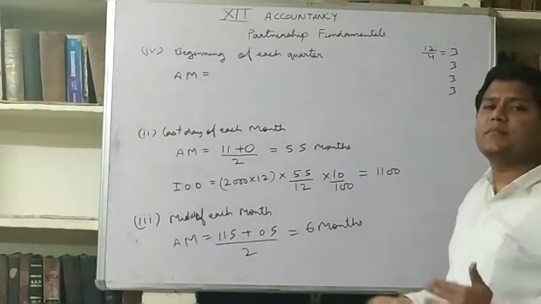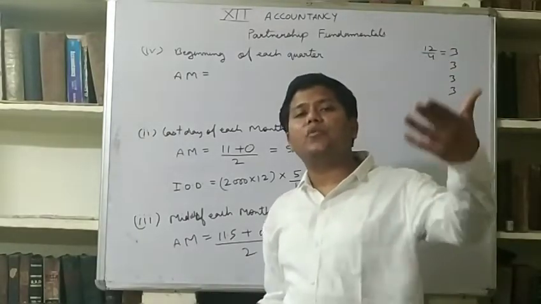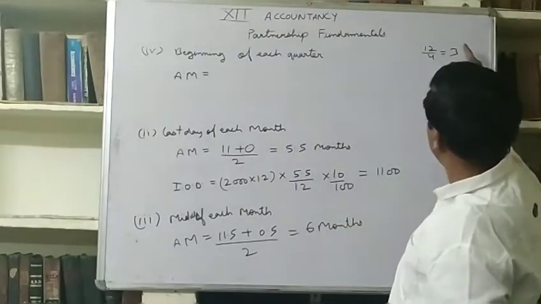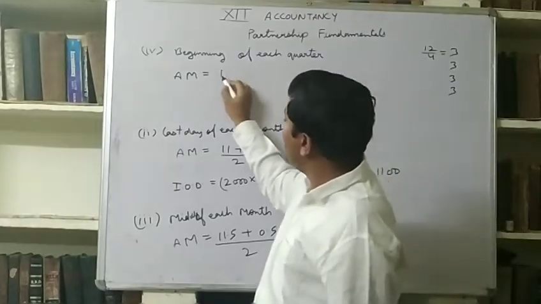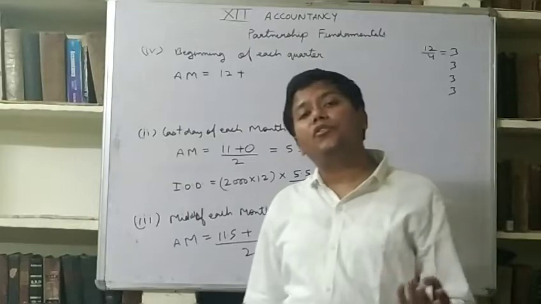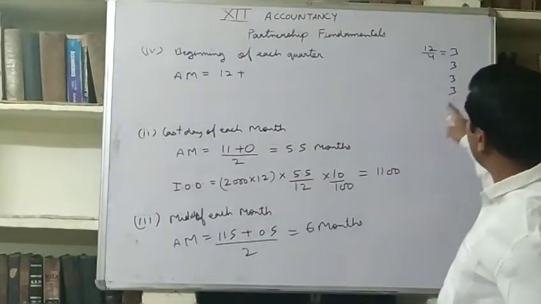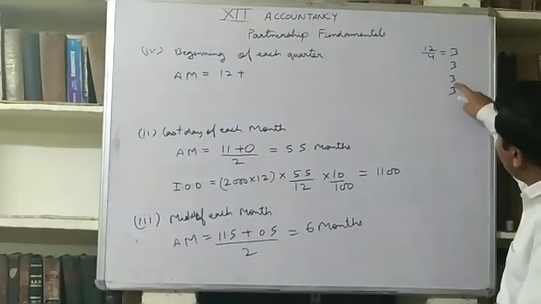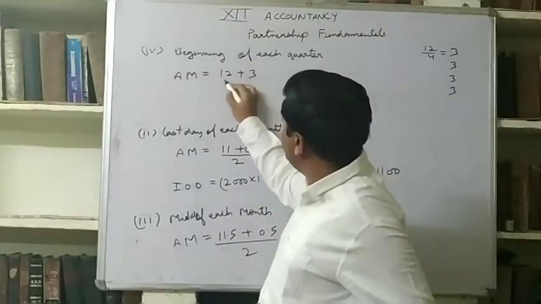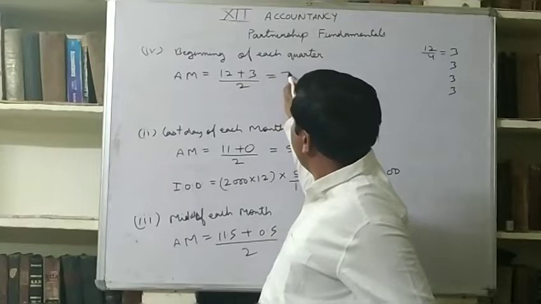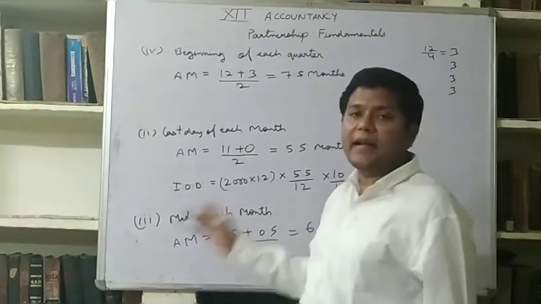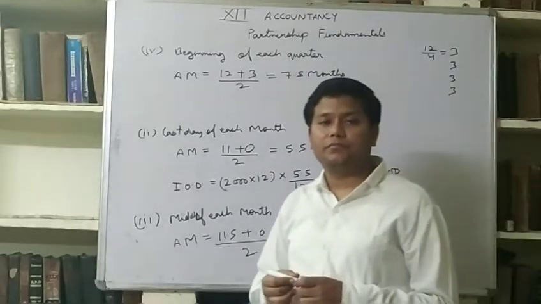Beginning of the first quarter means the beginning of the year, because it is the first quarter, and the beginning of the first quarter is the beginning of the whole year. So the whole 12 months will be the remaining period, plus the period remaining after last drawings. What is the last drawing? The last drawing is here at the beginning of the last quarter. So how many months are remaining? 3. So 7.5 months interest will be charged.